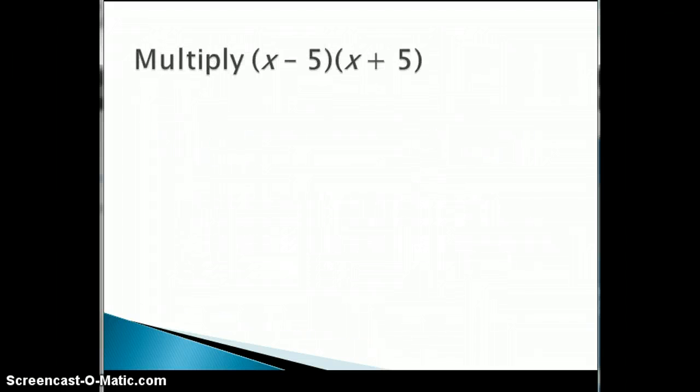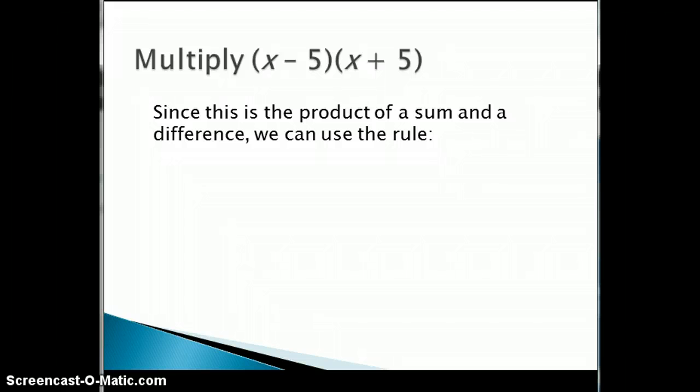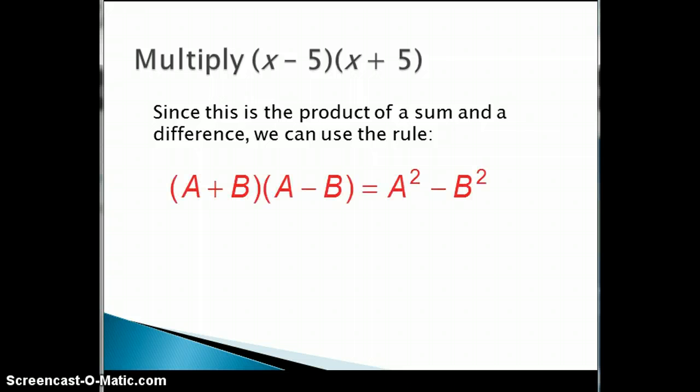So here's our first example. We need to multiply x minus 5 times x plus 5. Since this is the product of a sum and a difference, we can use the rule. Notice that the rule says we have a plus b times a minus b, but remember the order doesn't really matter when you're multiplying, so it's okay if we have a difference first followed by a sum. It's still the product of a sum and a difference.